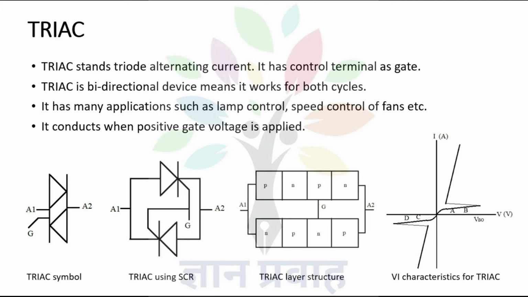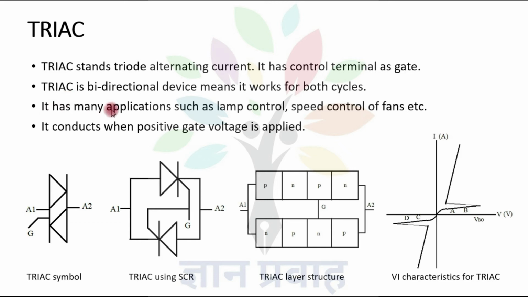TRIAC. TRIAC is another thyristor, and TRIAC stands for triode alternating current. So in case of TRIAC, there is an extra terminal as compared to DIAC, and this extra terminal is called the gate terminal. TRIAC is also a bidirectional device. So DIAC and TRIAC both are bidirectional devices. It means both operate for both cycles, for the positive cycle as well as for the negative cycle. While SCRs are unidirectional devices, because they conduct in one direction or operate for one cycle only.